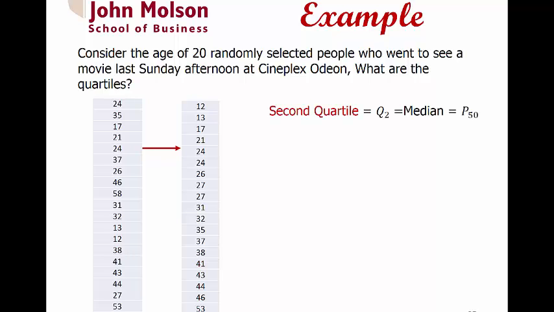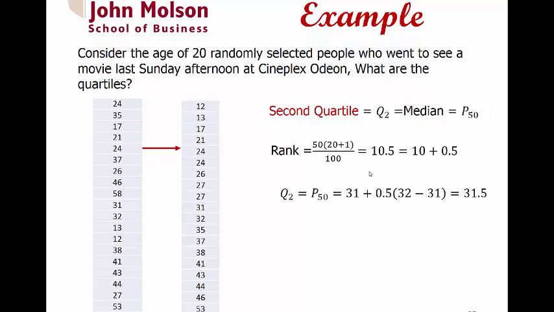Let us do the second quartile. The second quartile corresponds to my median, P50. 50 times 20 plus 1, divided by 100, is 10.5. So it's the 10th observation plus 0.5 times the difference between the 10th and the 11th observation. Here is my 10th observation, 31, plus 0.5 times the difference to the next observation. So my second quartile, or the median, is 31.5.